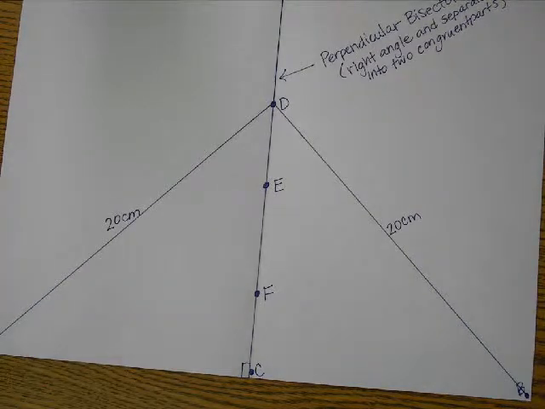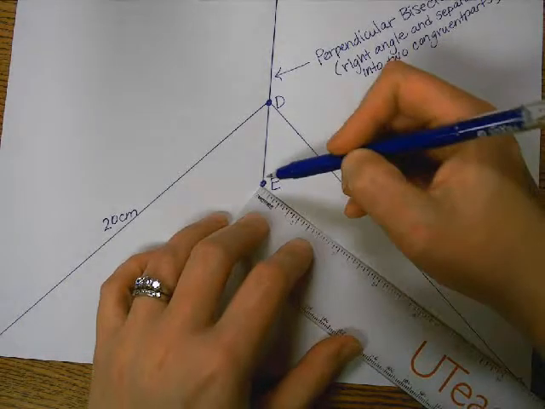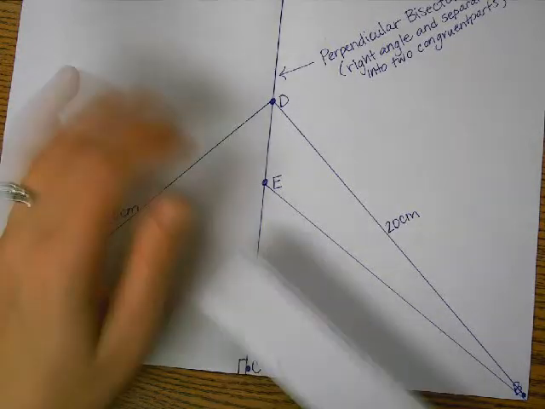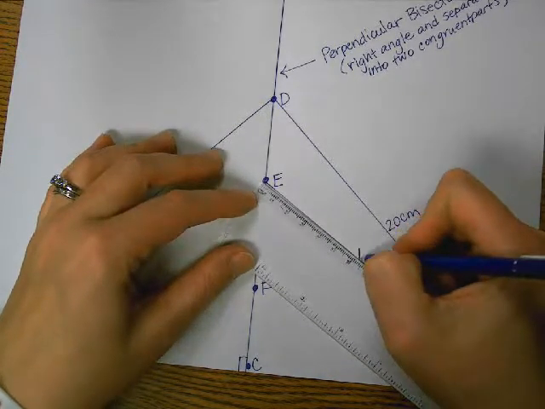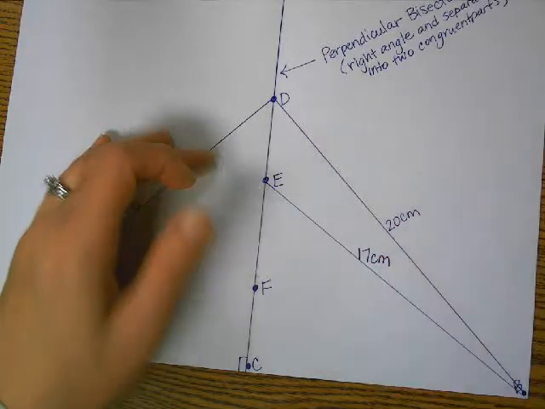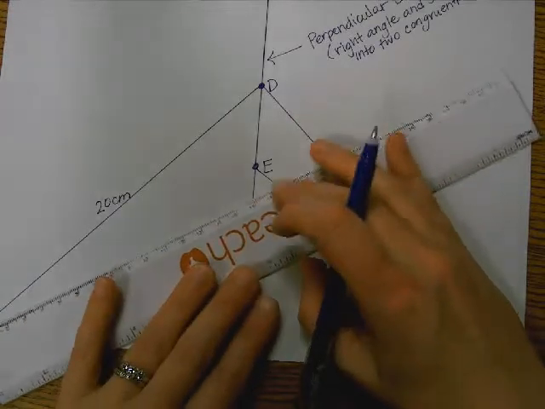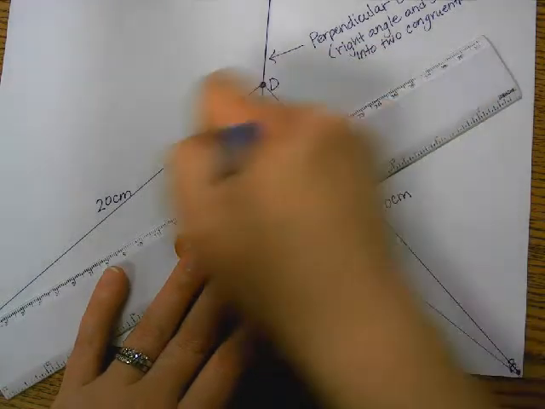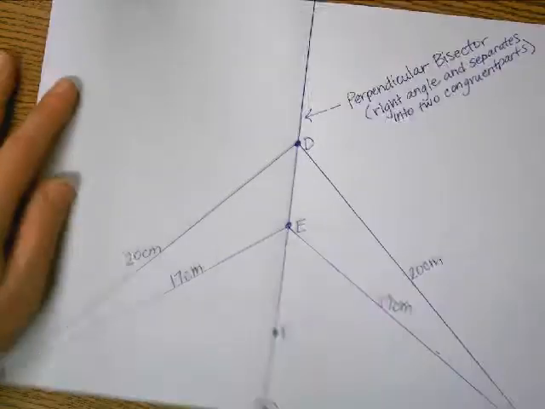Alright, let's do the same thing with point E. We're going to connect point E to point B, and we're going to measure it. From E to B is 17 centimeters. Don't worry about the decimals. Just call it a whole number if you can. And now we're going to connect point A to point E, and we're going to measure it. And that also is 17 centimeters.